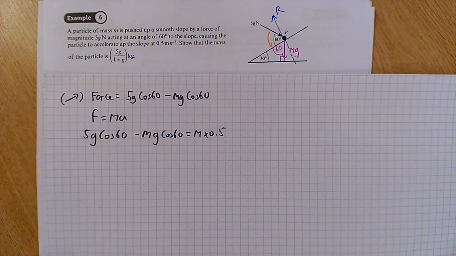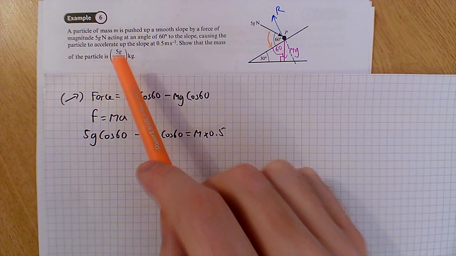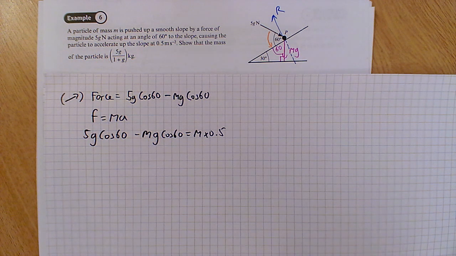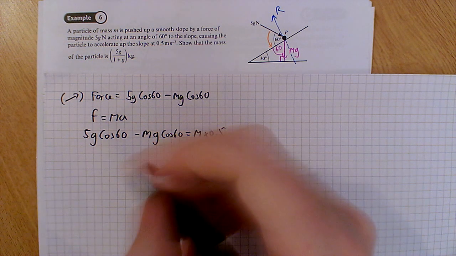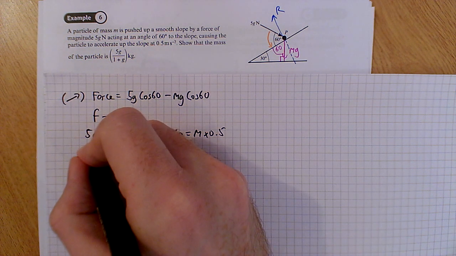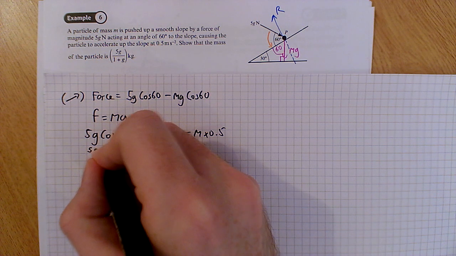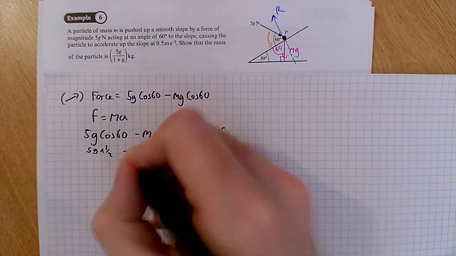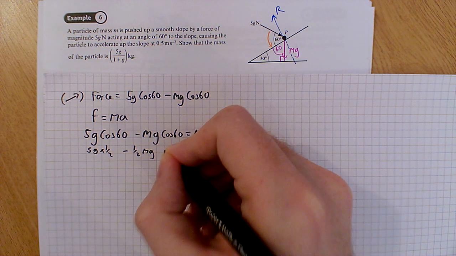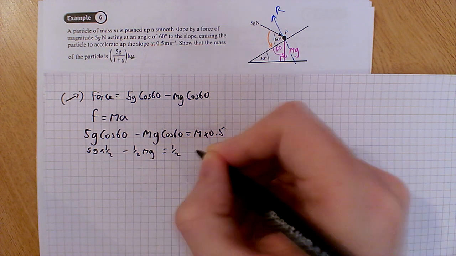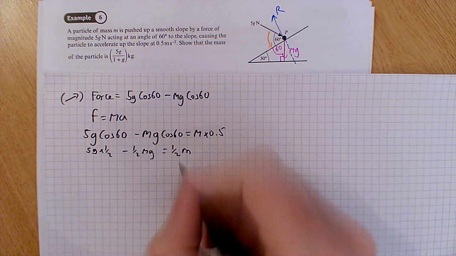Now notice, in the expression for the answer, it leaves g in. So though we know that g is generally going to be 9.8, if the question asks us to leave g in, we're going to have to work with g as an algebraic expression and rearrange it so that our final answer is in terms of g. So all I need to do is get rid of these cos 60s and rearrange. So the value of cos 60 is 1/2. So this tells me that it's 5g times 1/2 minus 1/2 mg equals, again, 1/2 m. 0.5 is the same as a half.